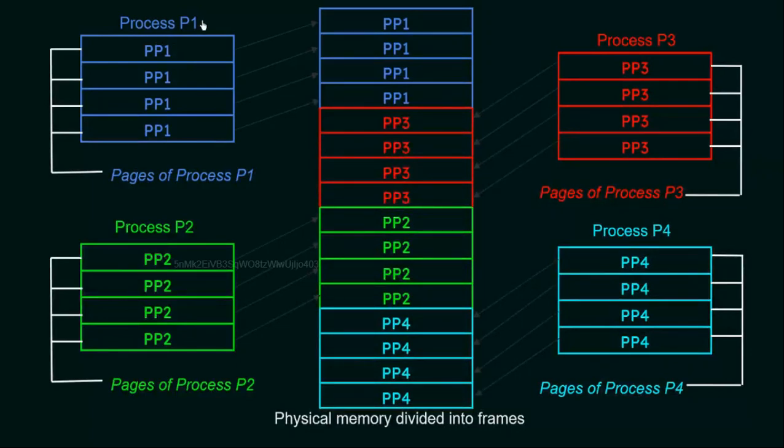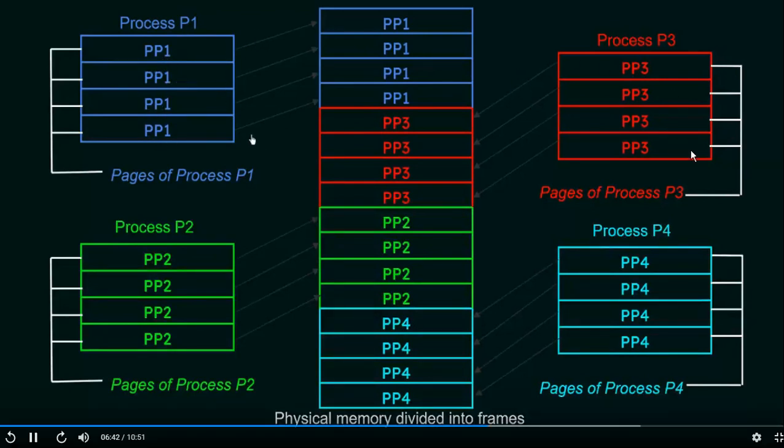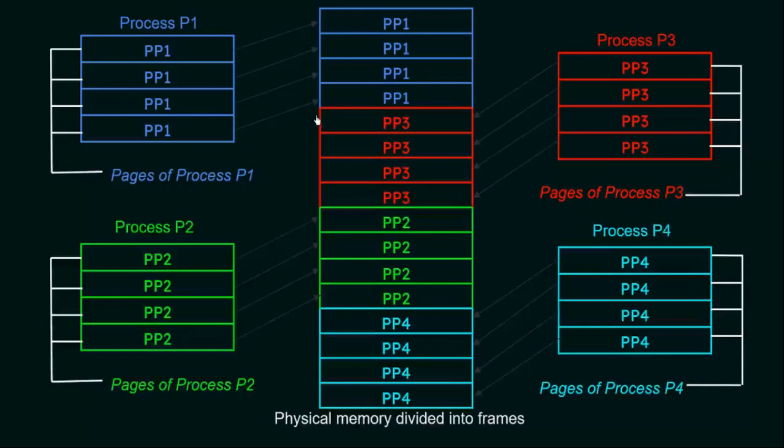So if you see here, process P1 was the first to arrive. So all the pages of process P1, which is PP1, PP1, PP1 and PP1, these 4 pages are allocated the first 4 frames of the physical memory. So we see that process P1 is stored here. And I said that process P3 was the next one to arrive. So we store all the pages of process P3 into the next 4 frames here.